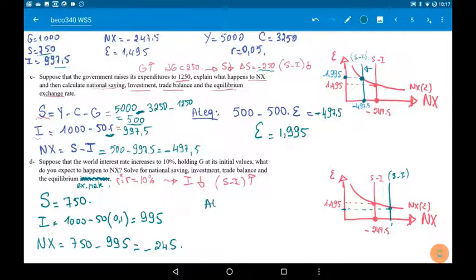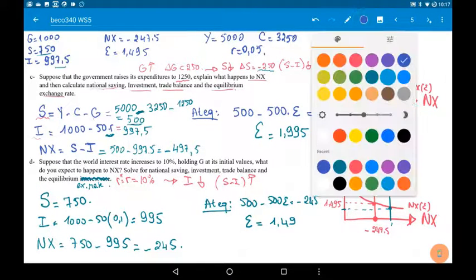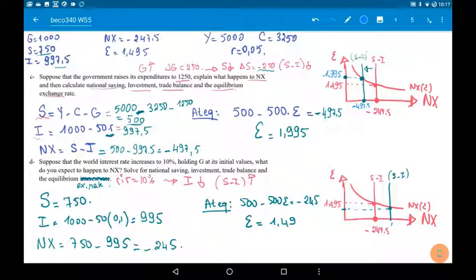Now let's solve at equilibrium for the equilibrium exchange rate. The exchange rate is 1.49. Let's place all these results on our graph. Exchange rate is 1.49. As you see, it decreased as we expected, and the net exports increased as we also expected.